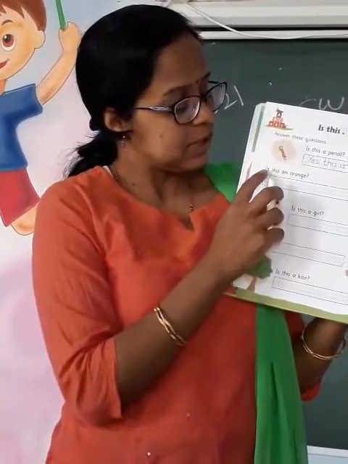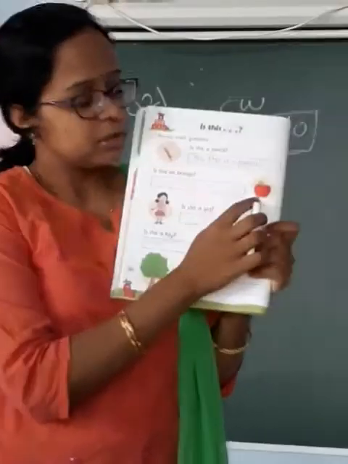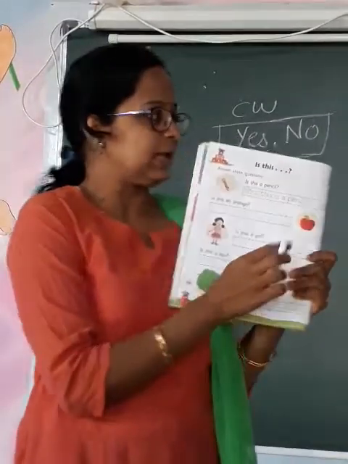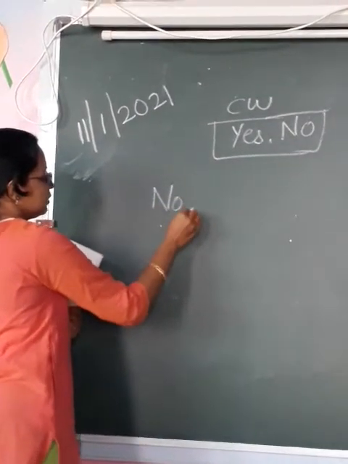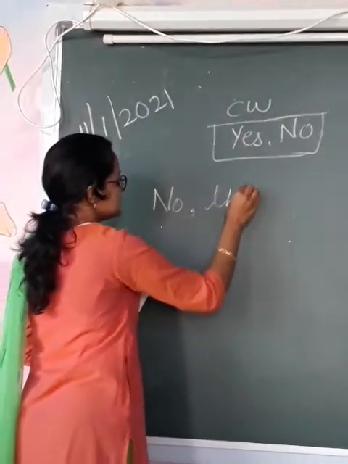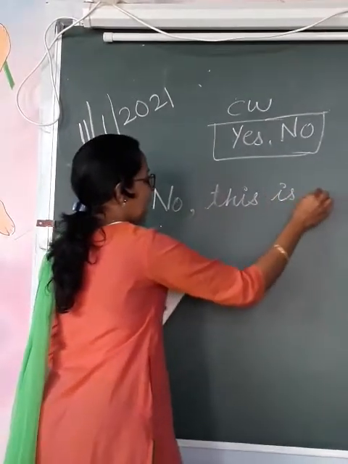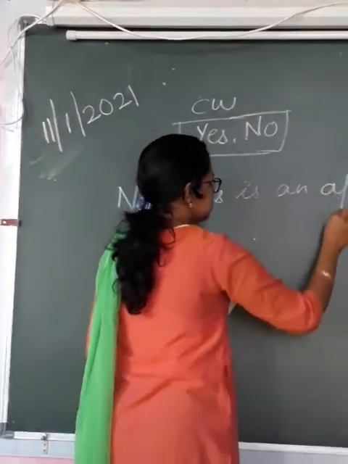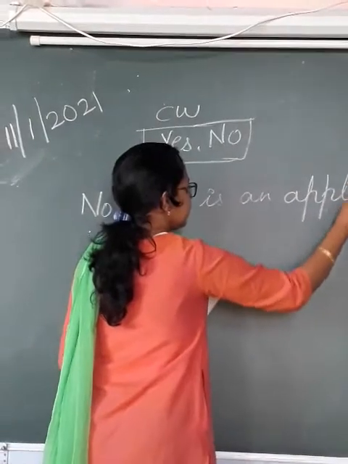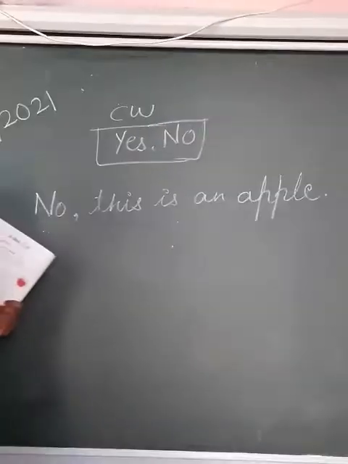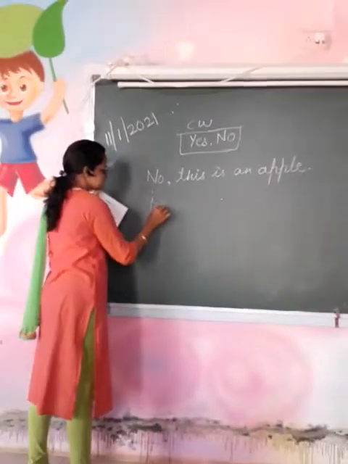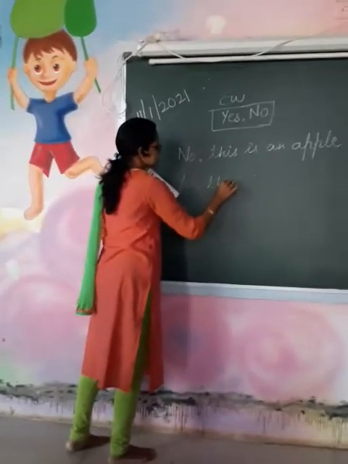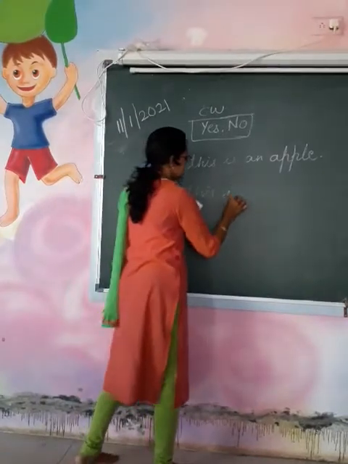Second question, is this an orange? What is this? No, this is an apple. So how do you write? No, this is an apple. Next, is this a girl? Yes. Who is she? This is a girl. Yes, this is a girl.